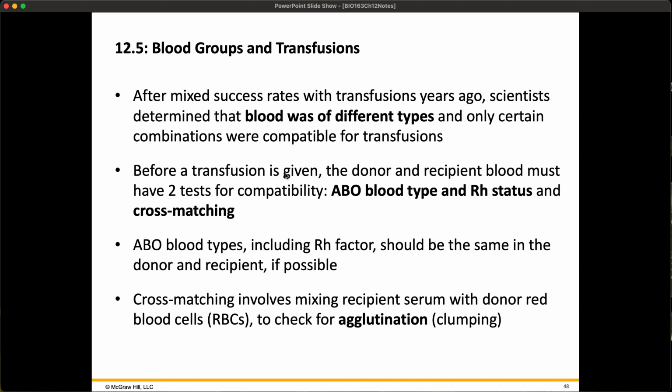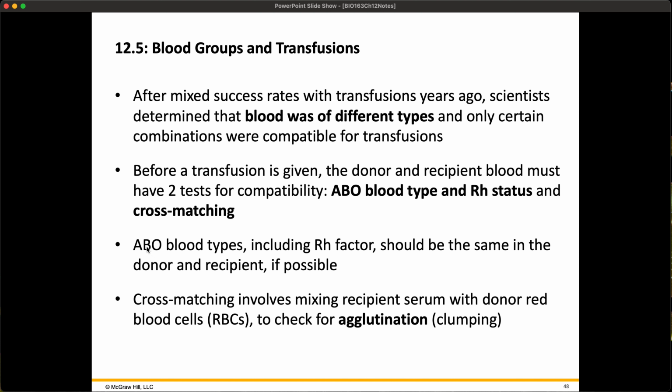So before a transfusion is given, the donor and recipient blood have two tests: ABO and RH status, and cross matching. The donor is the person that's giving their blood, and the recipient is the person that is receiving the blood, that needs the blood. So they both go through this.